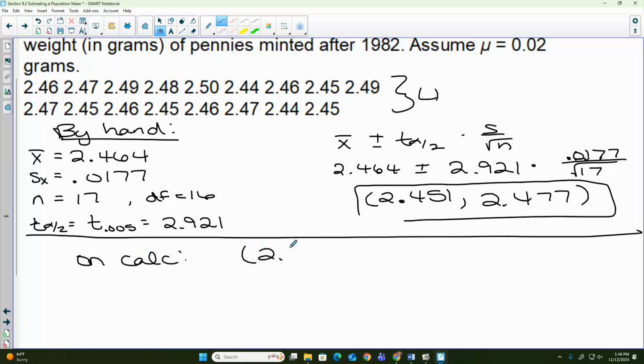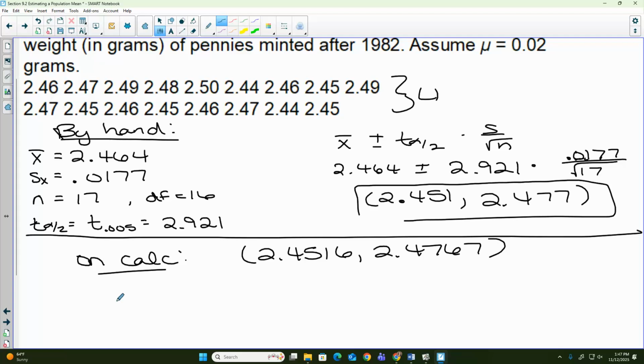And we get 2.4516 to 2.4767. Are those pretty similar? Yeah. So in general, calculator is fine unless I specifically gave you a problem and asked you to do it by hand, but I probably wouldn't do that very often. We should be able to do either way though. Any questions there?